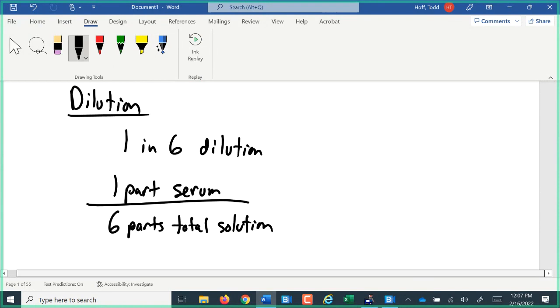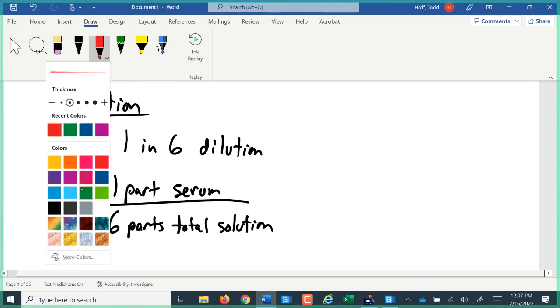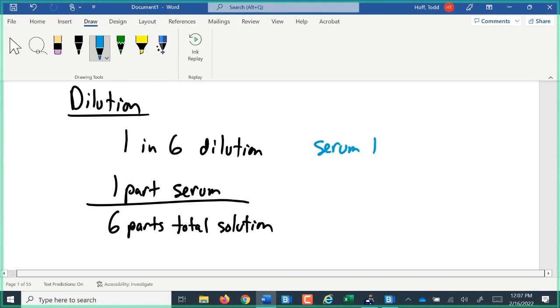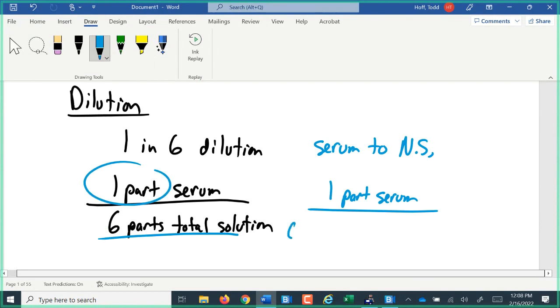If there is 1 part serum out of 6 total parts, I can write a ratio of serum to neutral solution or normal saline. There is still 1 part serum. Now, if there were 6 total parts and 1 of those parts were serum, 6 minus 1 gives us 5 parts saline.